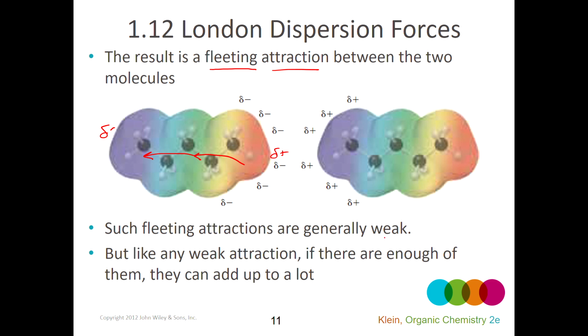And overall, it's not very strong. If I had a longer chain and I could create lots of partial charges all around, the attraction might be more significant. It would build up to a stronger overall attraction between the molecules. So even though they're weak, if I have a lot of them, they can add up to significant attractions between the molecules that have big impacts on the physical properties.